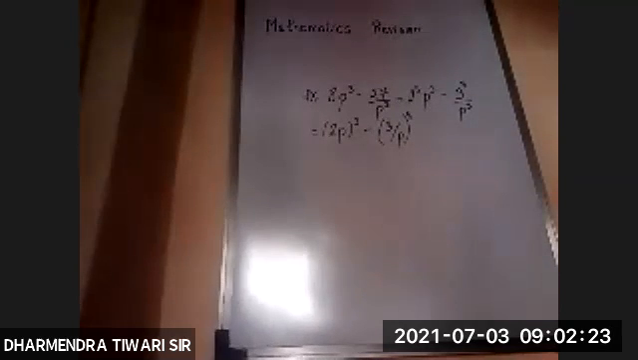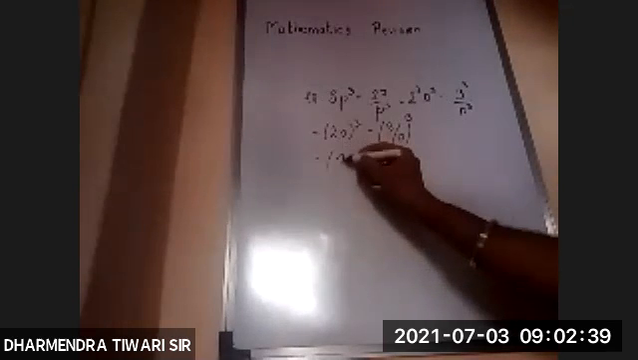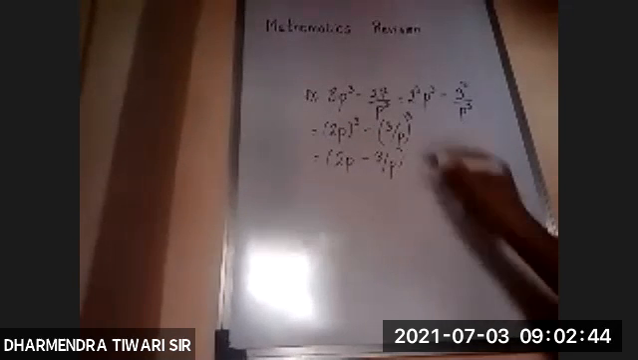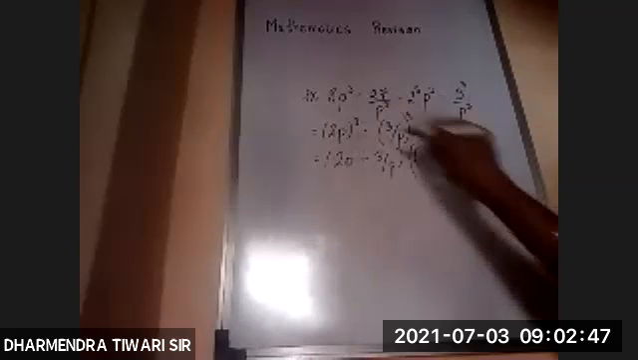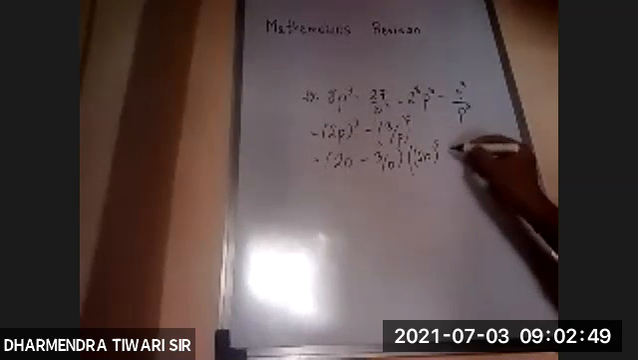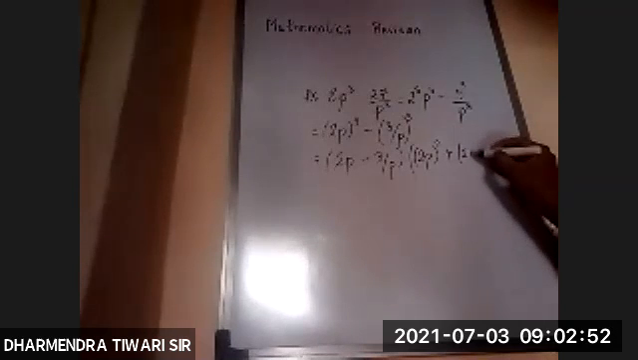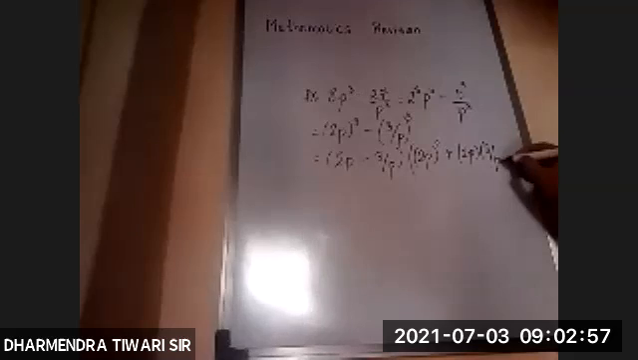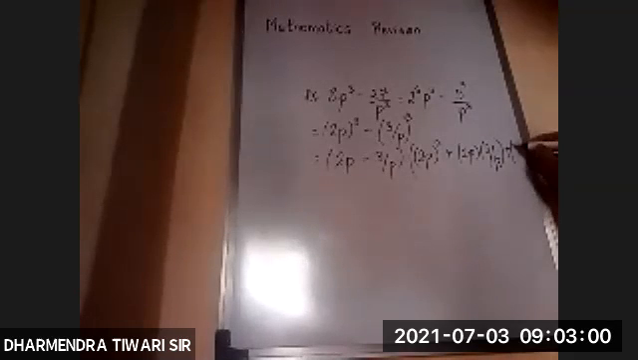Which formula can be applied? A cube minus b cube. What is the formula? A cube minus b cube is given by a minus b into a square plus ab plus b square. Just apply here. A minus b in bracket a square. What is our a? 2p. Plus a means 2p into b, 3 by p, plus 3 by p the whole square.